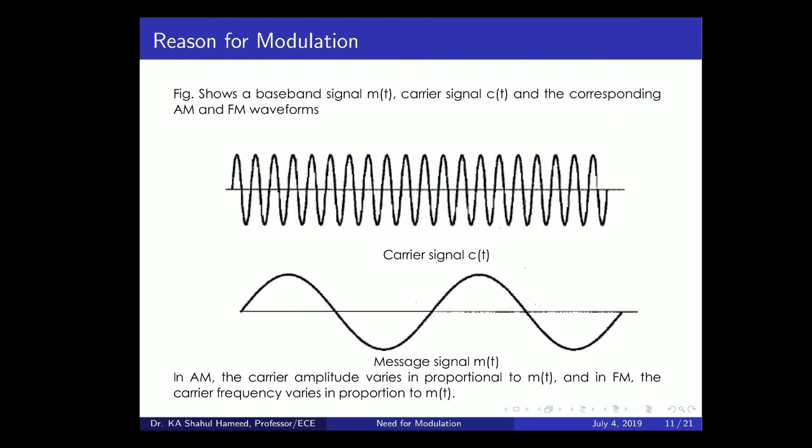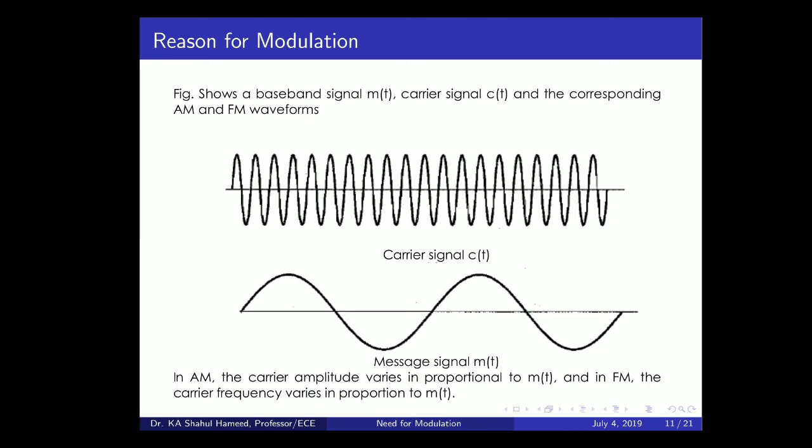This figure shows a carrier signal and a message signal. You can see the first one is the carrier signal c(t), and the second one is the message signal. You can easily identify which signal is the high frequency signal and which is the low frequency signal. By seeing this, we can say that the first signal is the high frequency signal and the second signal is the low frequency signal.